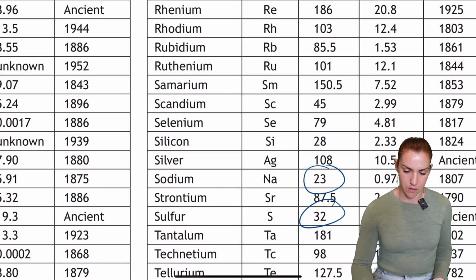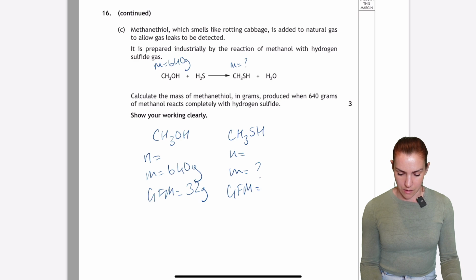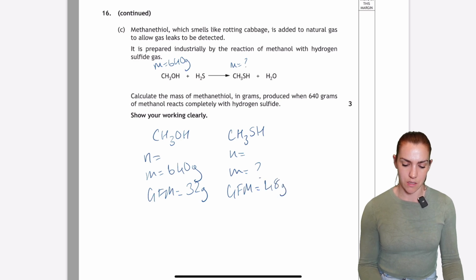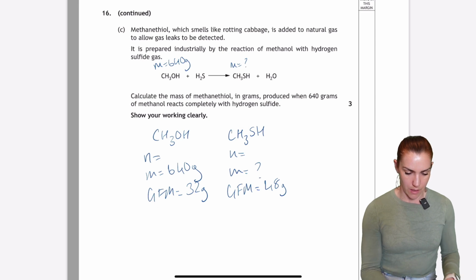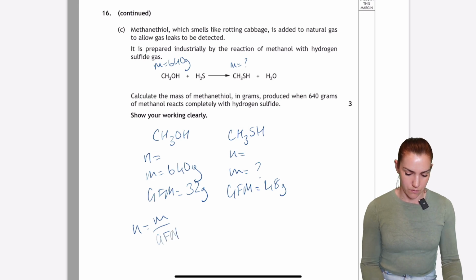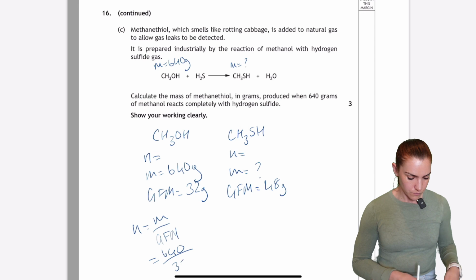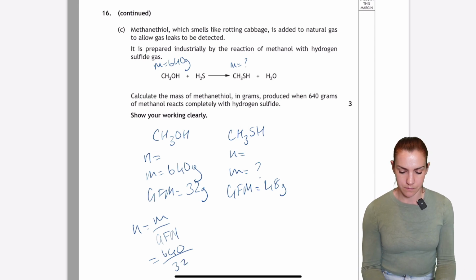Sulfur, it's 32, so add 32, and that gives us 48 grams. So now we can work out the number of moles of methanol. So n is m over GFM. So you'd have 640 over 32. So that gives us 20 moles.